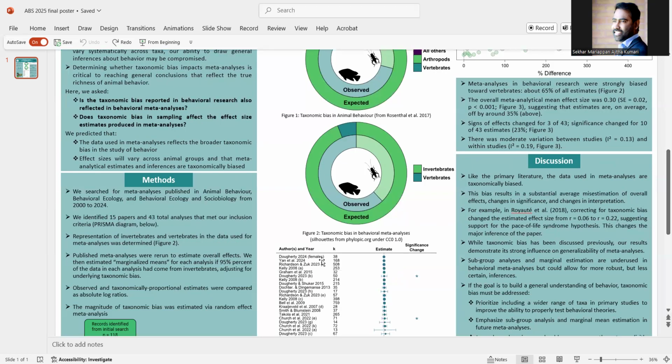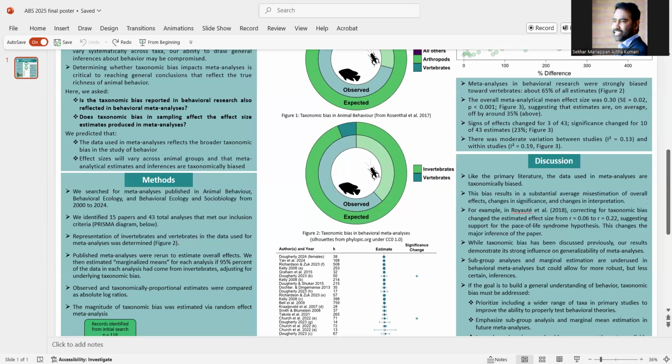So if you look at the other panel, these are the papers which we used for our meta-analysis. If we would have sampled based on the original taxonomic representation, things would have been much, much different. In fact, the sign of the effect changed for 3 of the 43 analyses, and the statistical significance changed for 10 of the 43, or roughly 23%. This means nearly 1 in 4 published conclusions could have been different if the taxonomic bias had been accounted for. We also observed moderate heterogeneity both between and within studies.